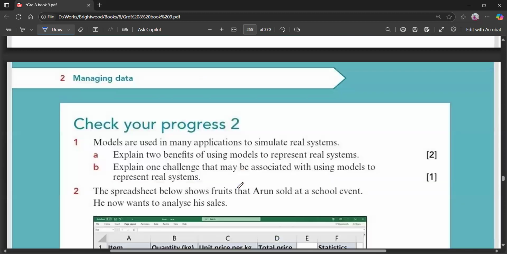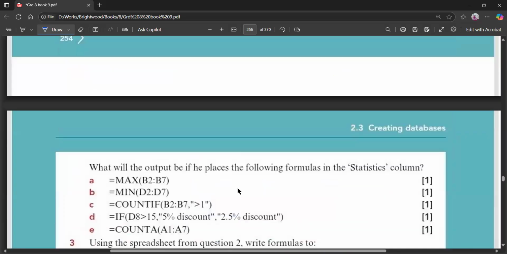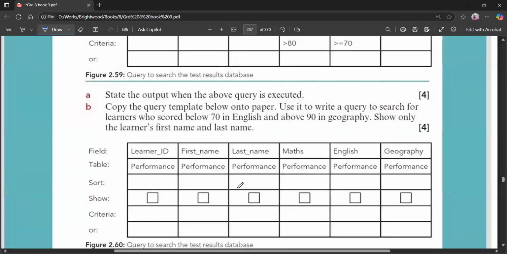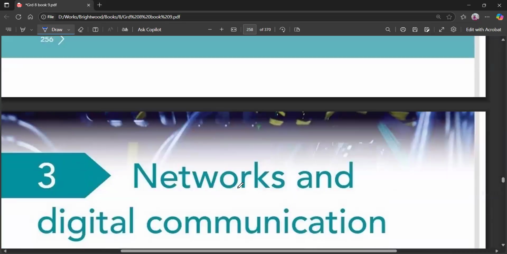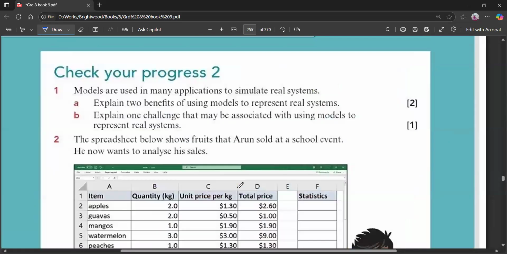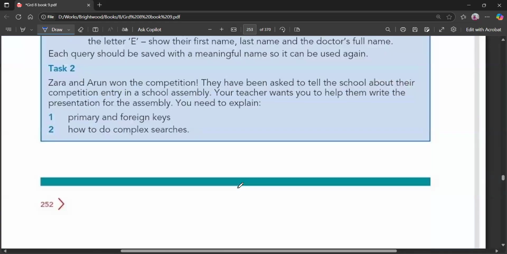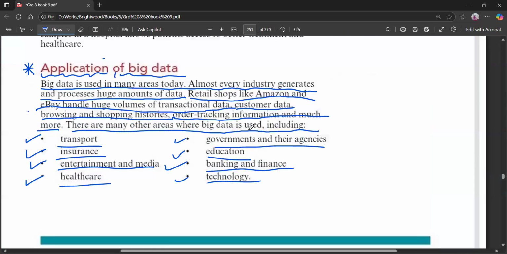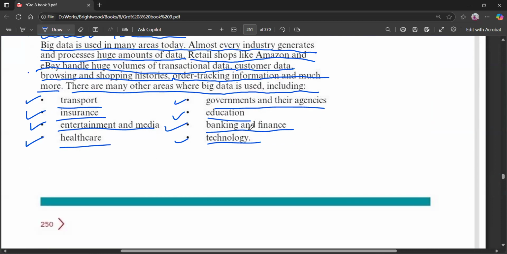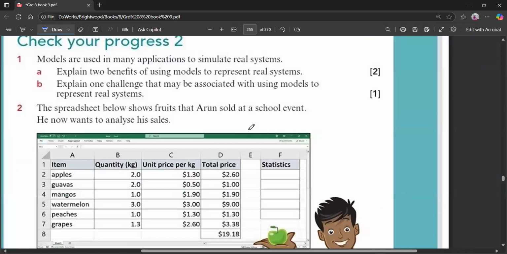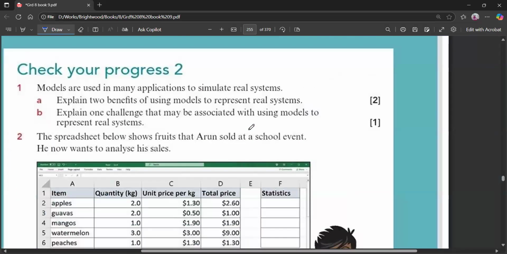There are revision questions for you, and we will discuss them on the next day. After these revision questions, the lesson is finished. At last, we discussed big data, which can be used for several applications. This kind of question can be asked in the exam, so you have to check your progress with these things.